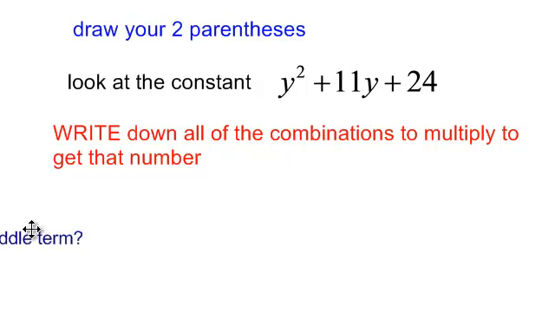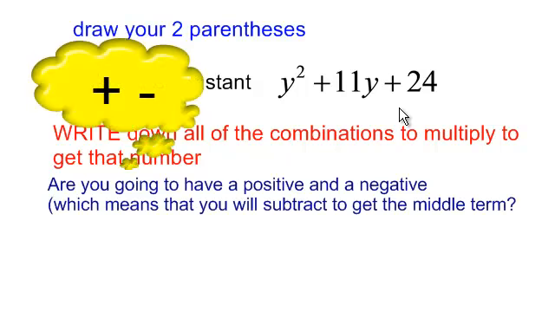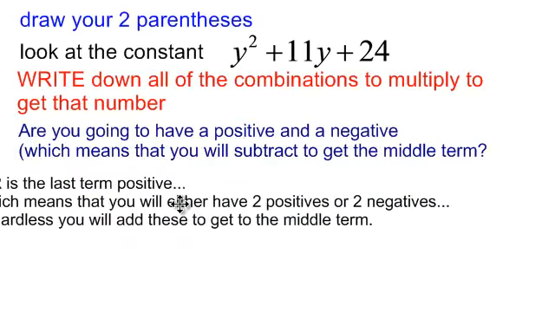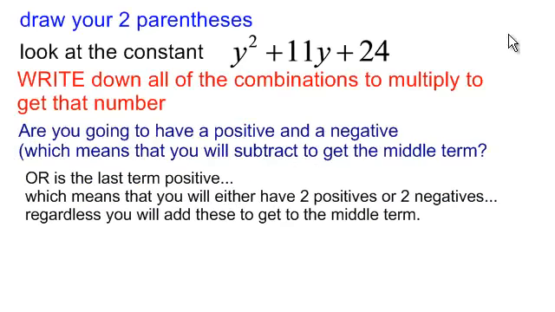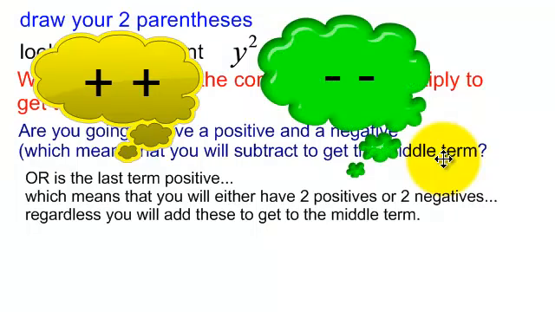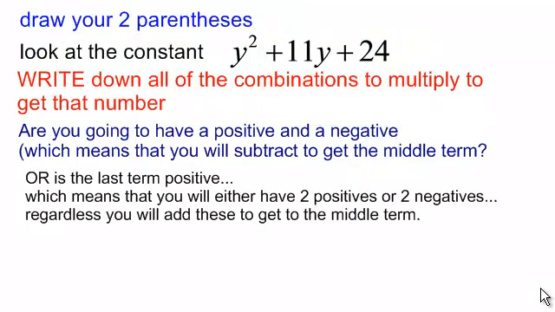And let's think about this. Are you going to have a positive and a negative? If this number was a negative, you would have a positive times a negative. And if that is the case, when I'm trying to get to the middle term, I will actually be subtracting. Or is the last term positive, which it is in this case, a positive 24, which means that I can use a positive times a positive, or I could use a negative times a negative. But whichever one I use, two positives or two negatives, I will be adding them to get to the middle. Of course, I will need to decide to use positive or negative.